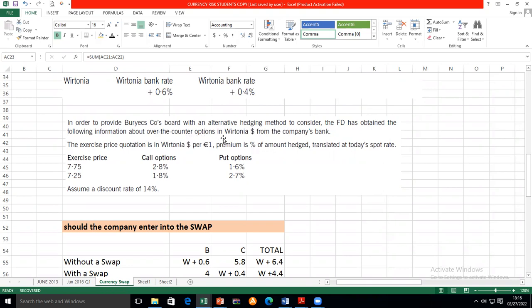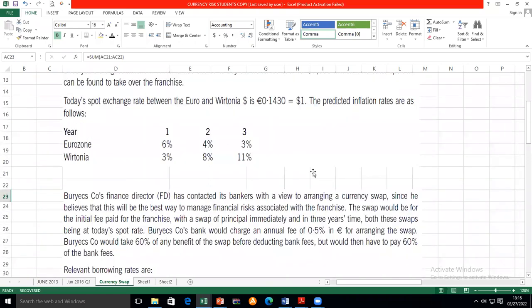Over-the-counter options in dollars. So this option was in dollars. The exercise price is in dollars, so these are dollars here. The premium is a percentage of the amount hedged. So you take this percentage, multiply by 7.5, translated at today's spot rate. And today's spot rate is the one that we are given, this one. That's the one we're using. This is the number of euros on each dollar.